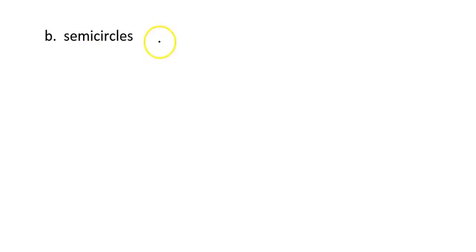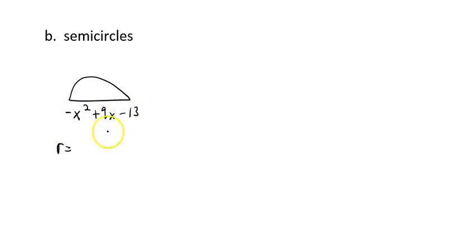Now, if we look at the setup for semicircles, when we do the semicircle, again, the bottom of it is the diameter, and in our formula we need the radius. And so we know that the bottom is negative x squared plus 9x minus 13. So the radius is going to be half of that, and I'm just going to half each piece. So negative 1/2 x squared plus 9/2 x minus 13/2. And that'll be our radius.